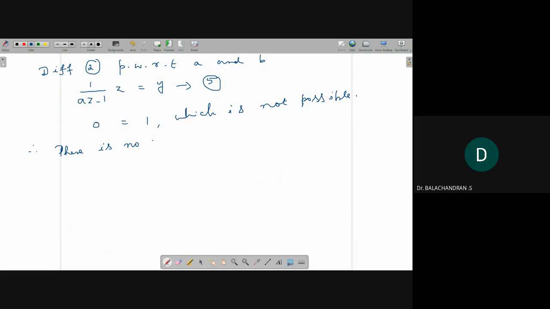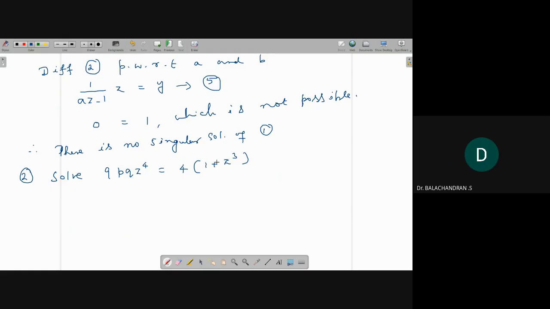There is no singular solution of equation 1. So problem 1 is over. Next, problem 2. Solve 9pq z power 4 is equal to 4 into (1 plus z cube).